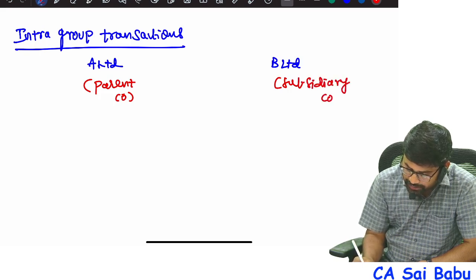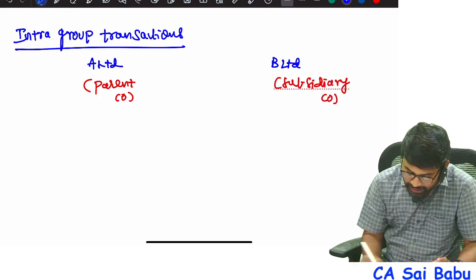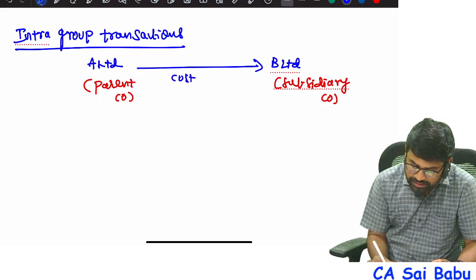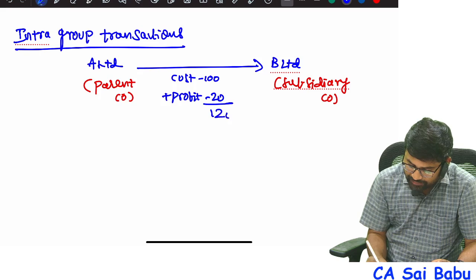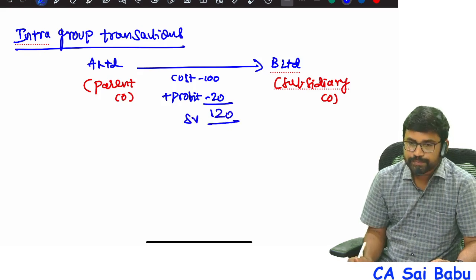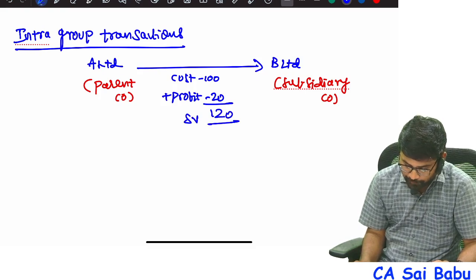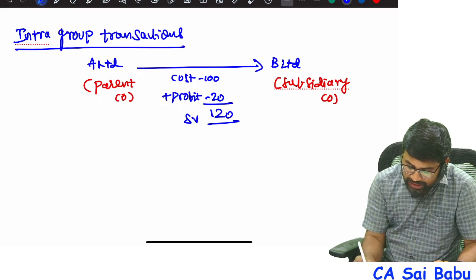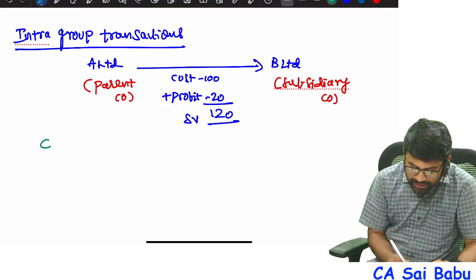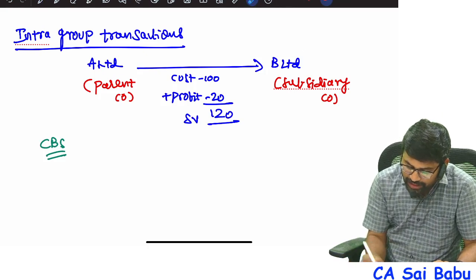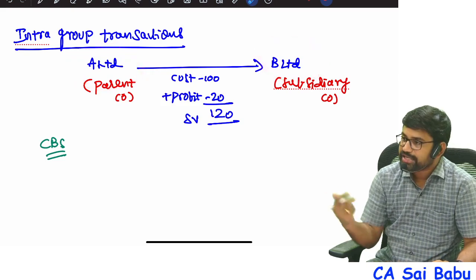Subsidiary company. Suppose A Limited sold goods to B Limited. Cost 100 rupees, profit 20, so sale value 120. Parent sold goods to subsidiary. Now you are preparing the consolidated balance sheet. That means A Limited and B Limited are both treated as one entity.